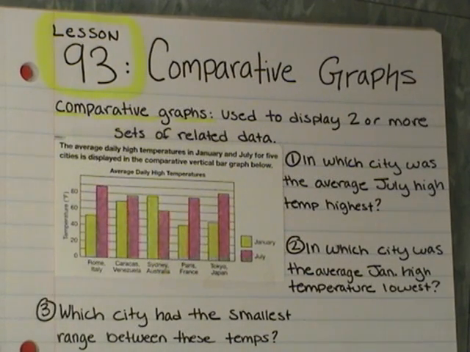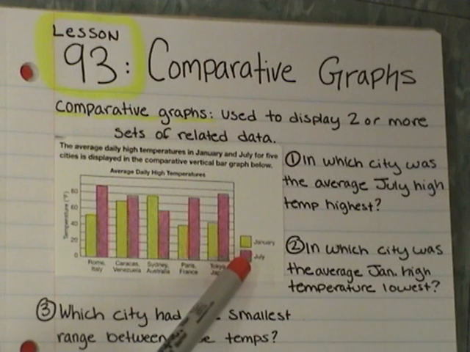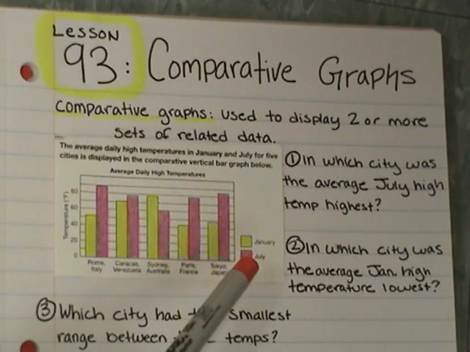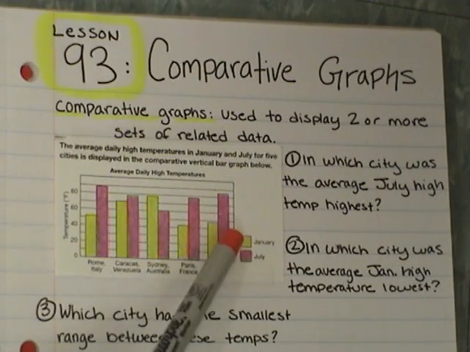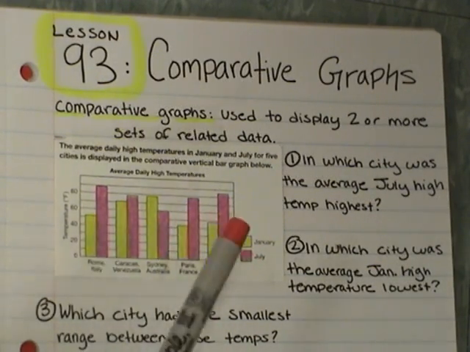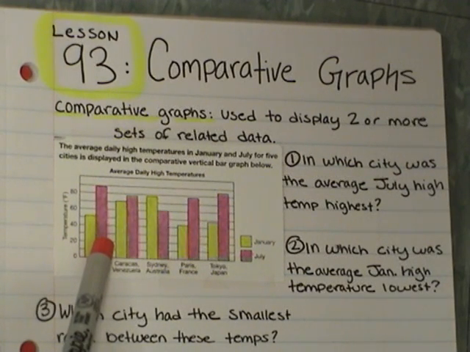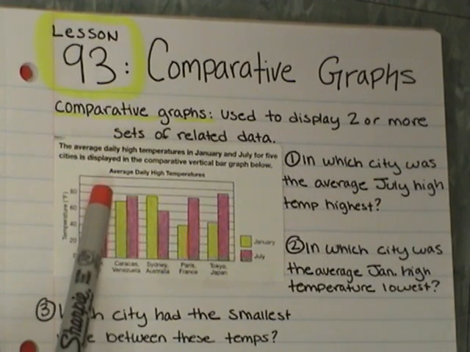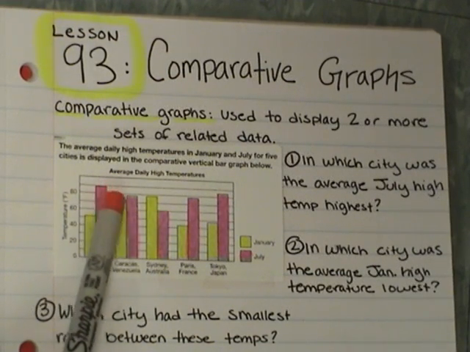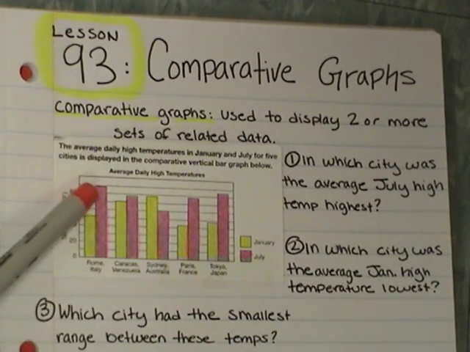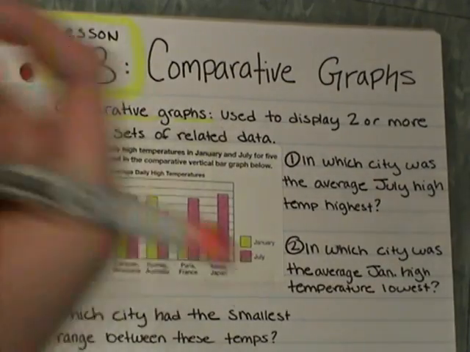So my first question, in which city was the average July high temperature the highest? So first off, I look at July, so I'm going to be looking at a pink bar, or for yours, the dark color. So I'm looking for pink, and I'm looking for which one is the highest. So I'm going to come all the way over here to Italy, and it looks like Rome, Italy, all the way up there, which is about 89. It's not quite 90 if you look, but it's barely 89, so I'm just going to put Italy.